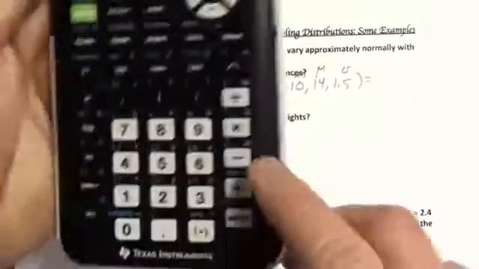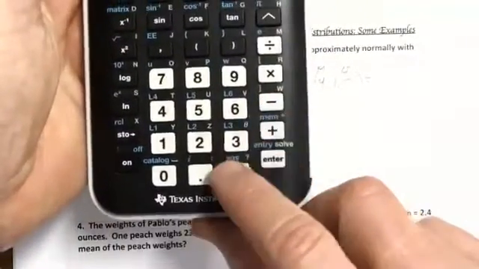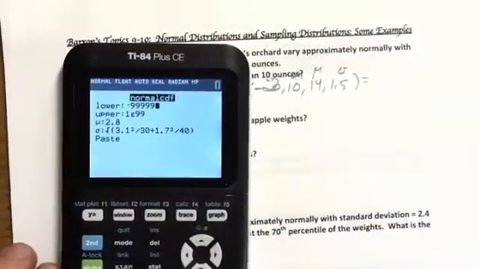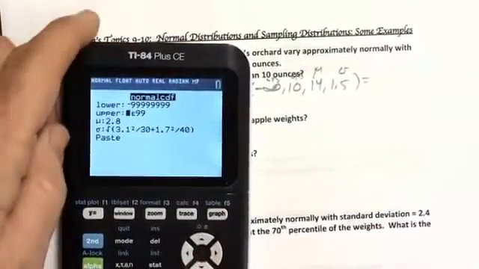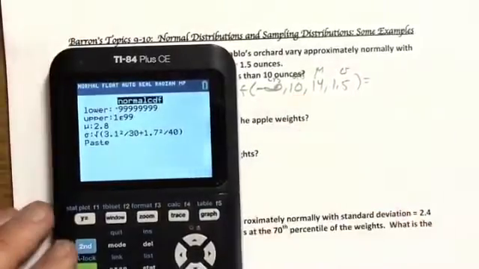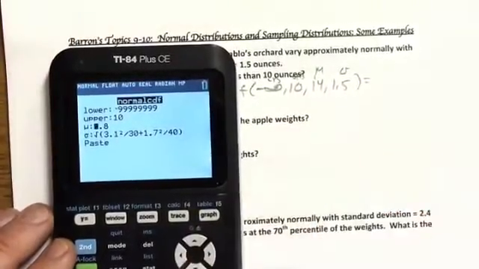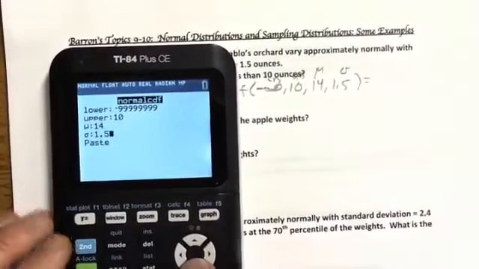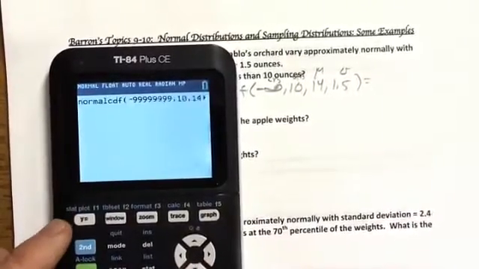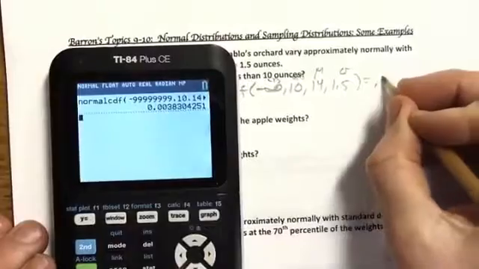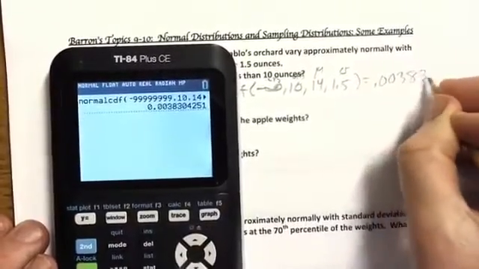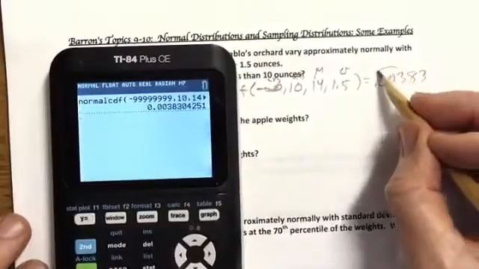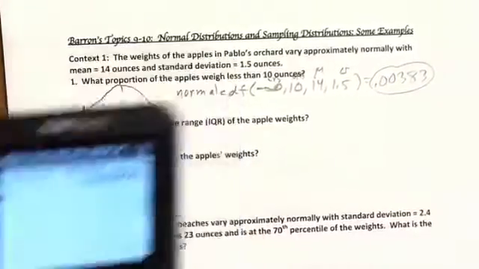So you hit the negative button, which is below the 3, not the minus sign, the negative button right there. And then just hit like negative 9999999, something like that. And so my upper value is 10. My mean is 14 and my standard deviation is 1.5. There we go. So we hit paste and then we hit enter. And so there's the answer: 0.00383, we shall say. In other words, it's very unlikely to occur. So that's how we do normal CDF.